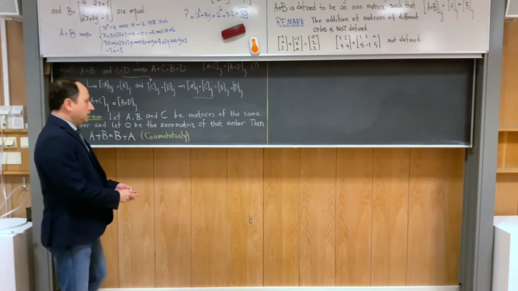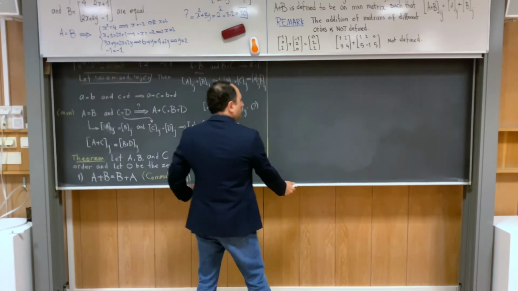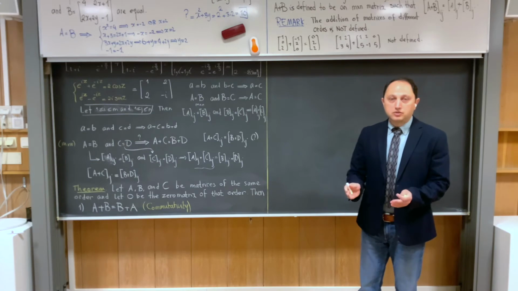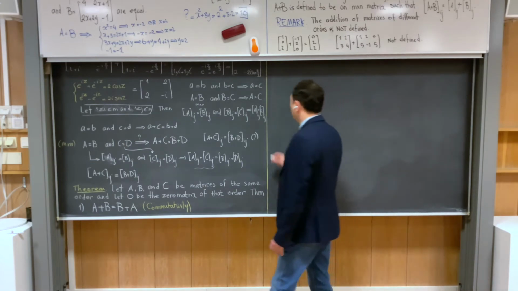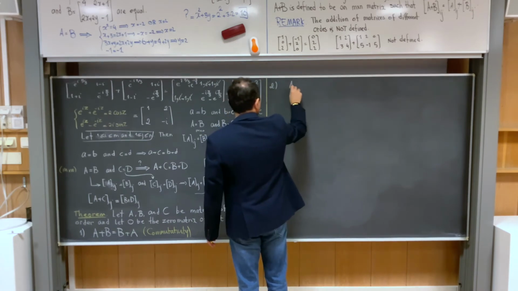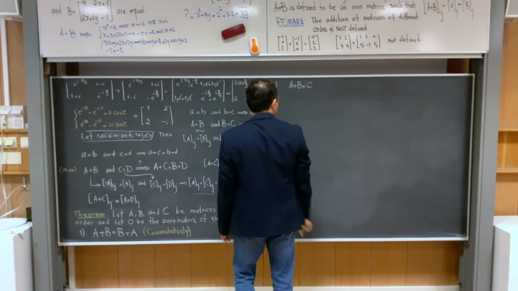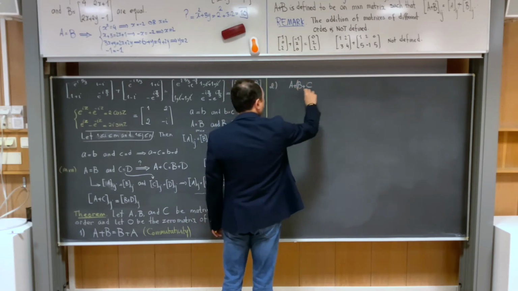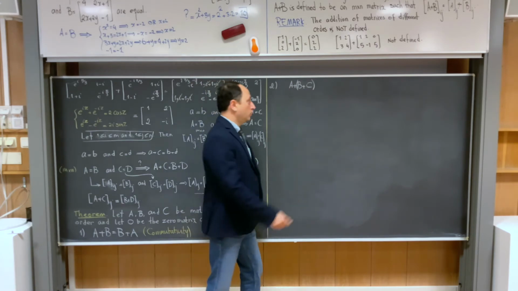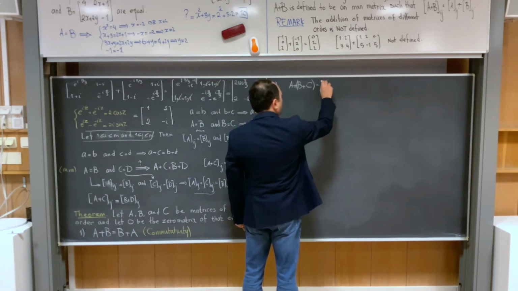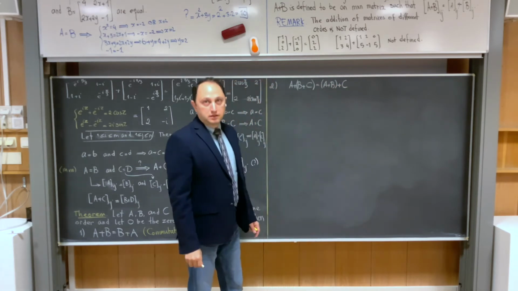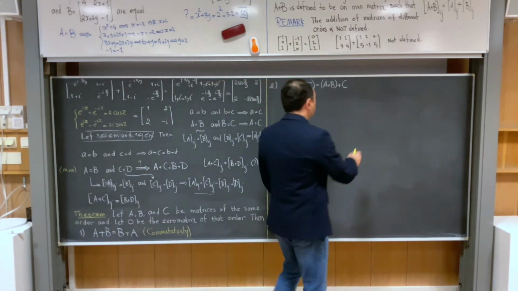Now, the second one tells you that if you have 3 matrices that you want to add, the way that you collect them is irrelevant. Okay, so number 2 tells you that if I have the addition of 3 matrices, it doesn't matter if I add B and C first, when I get the result, add A to the result, or I add A and B together first, when I get the result, I add it to C. They are exactly identical. So this is called associativity.